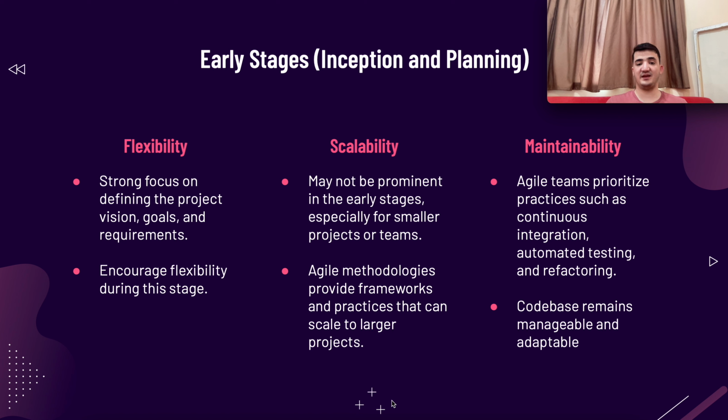For scalability, it's not as prominent in these early stages, especially if you have a smaller project or working with a smaller team. But the Agile methodologies still provide frameworks and practices that can help scale to larger projects. And finally, maintainability. Agile teams prioritize practices such as continuous integration, automated testing, and refactoring, all of which ensures that the code base remains manageable and adaptable.